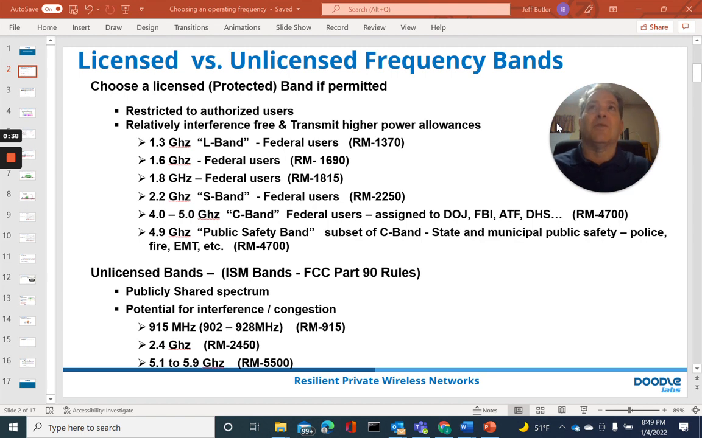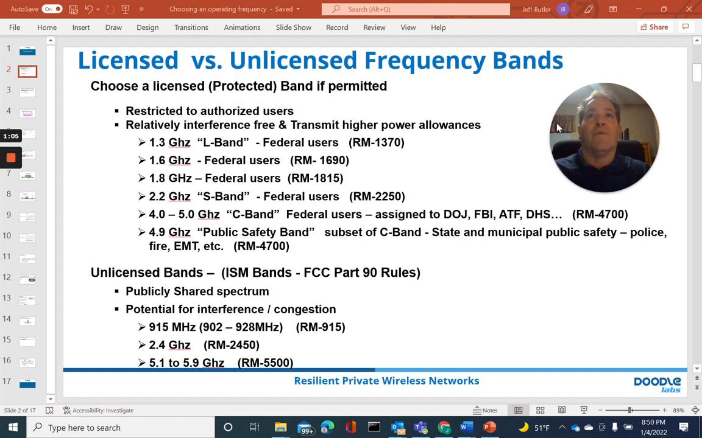If we run through some of the bands that we offer in our product, we've got the 1.3 gigahertz or L band, which is for federal users, and that's the RM1370 series of product. The 1.6 gigahertz band, again for federal users. The 1.8 gigahertz band is also in that federal user space, and then 2.2 gigahertz or the S band. That's for Fed users and it's very typical in UAV or unmanned aerial vehicle deployments.